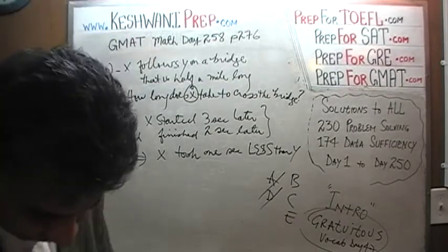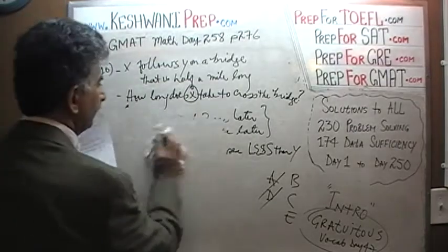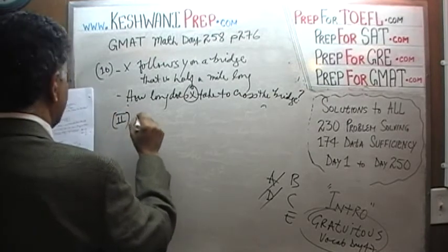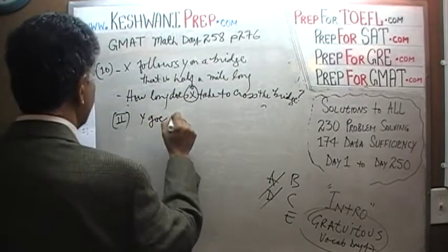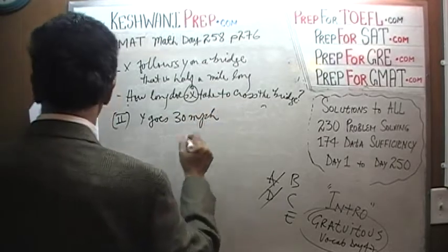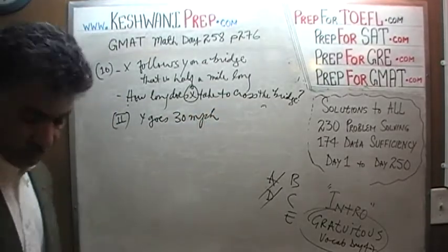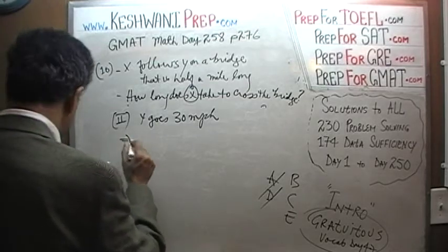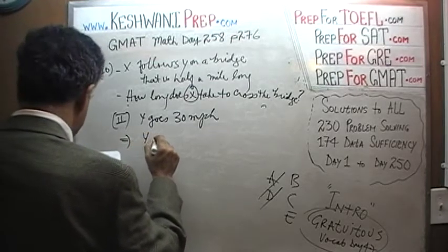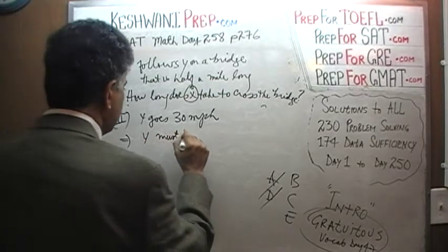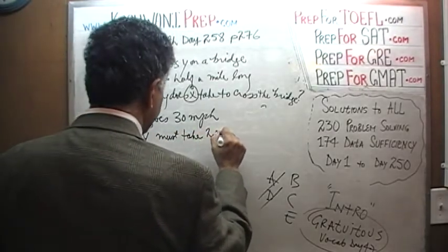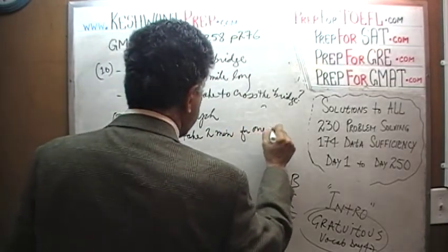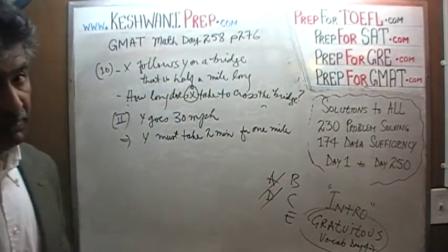Let's go to the next one. Statement 2 tells us that y goes 30 miles per hour. Well, if y is going 30 miles per hour, that implies that y must take 2 minutes for 1 mile. That's what 30 miles per hour means.